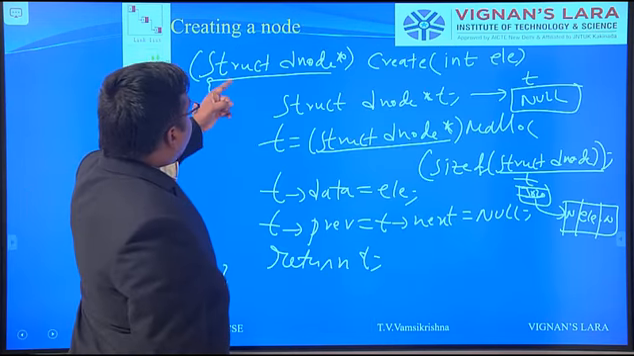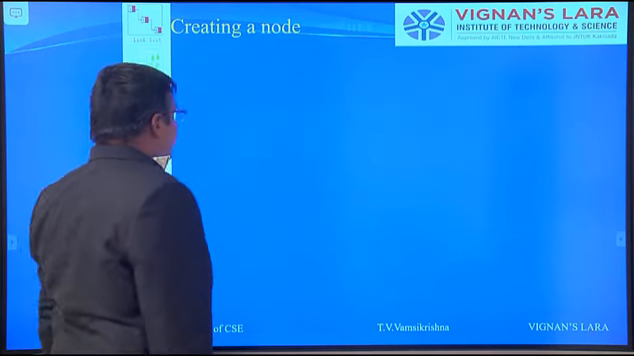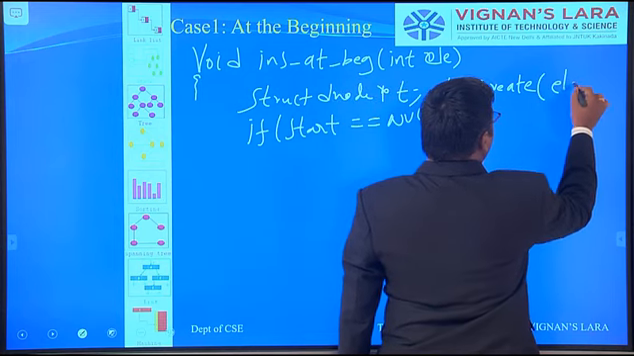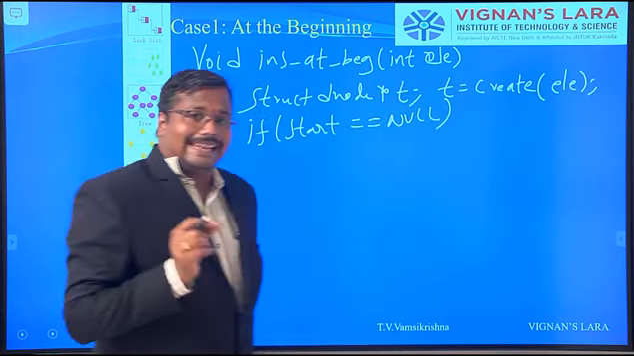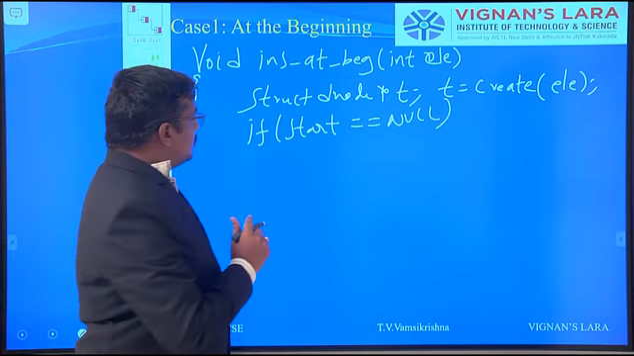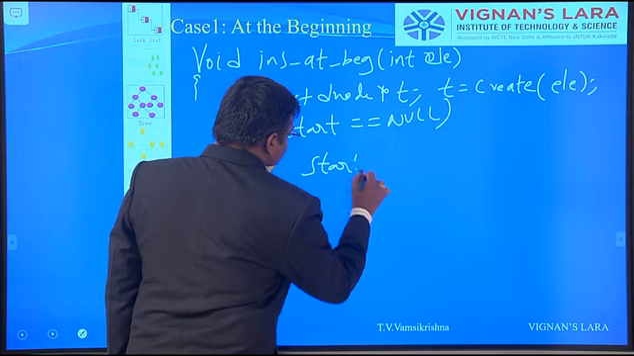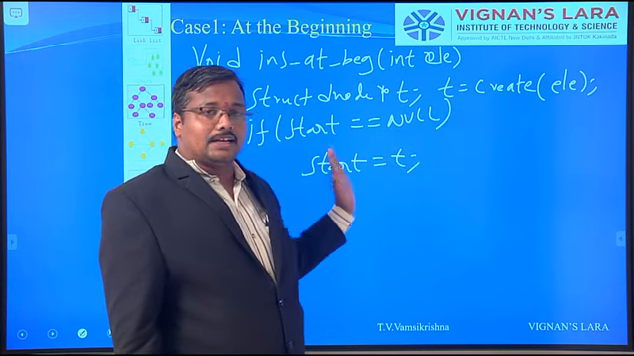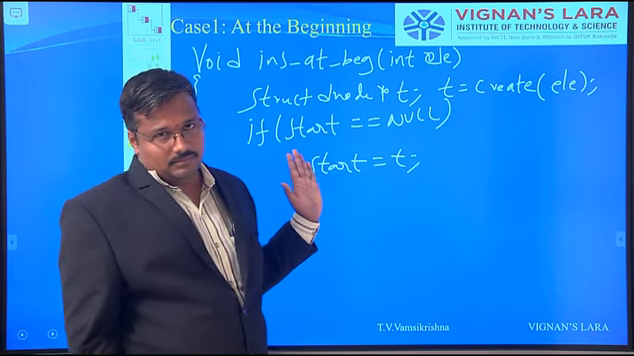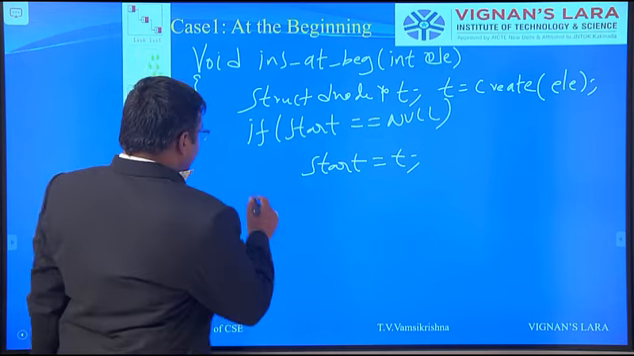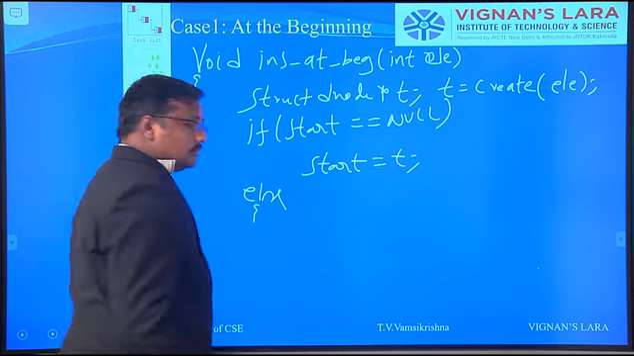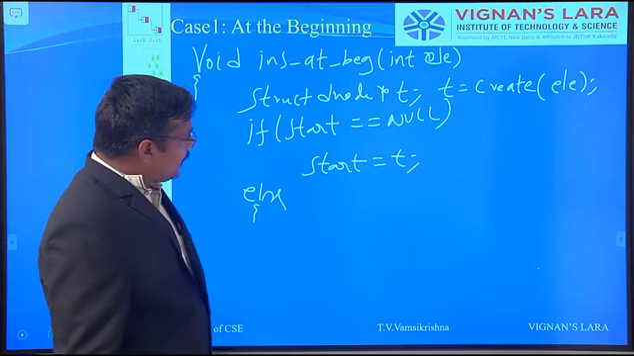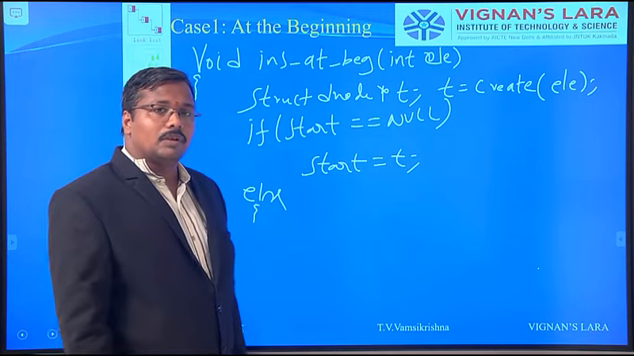Previously I explained the create function, which is for creating a node. So I am passing this element. This function creates a node and returns a node address. So I directly store that node address. Actually the node address is in t, and I just assign that value into start, when the linked list is empty. Suppose the linked list is not empty, meaning else. What do we have to do? We need to change some pointers.